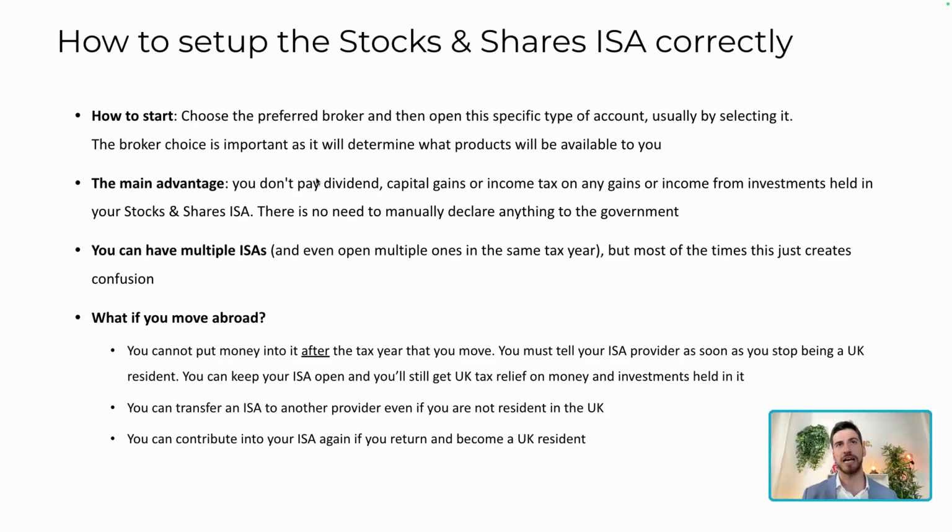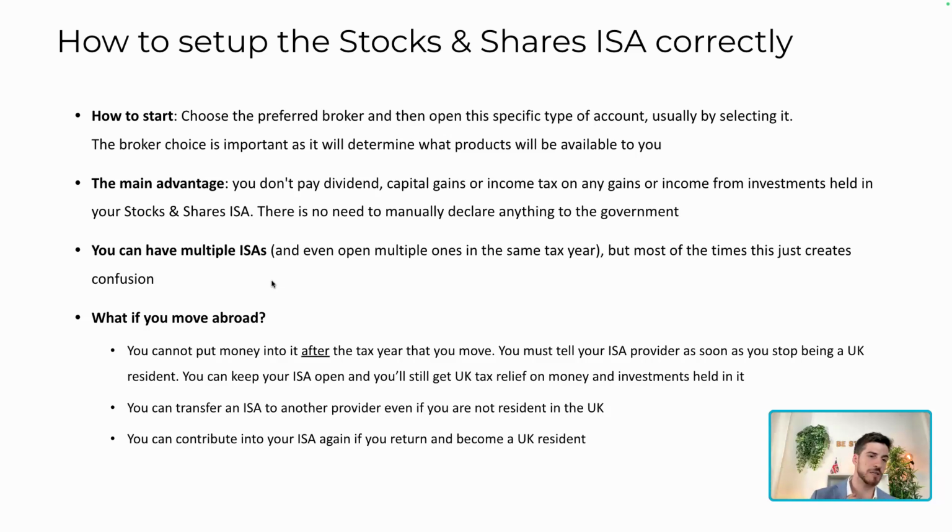Main advantage, as we said, you don't pay any tax. Dividend, capital gains, income tax, nothing. Anything you make, any money you make from your investment, it's yours. And also, the beautiful thing is that you don't need to inform the government of this. As long as you're investing through the ISA, the government already knows that you don't have to pay taxes. Awesome. It's like a tax paradise. You can also have multiple ISAs.